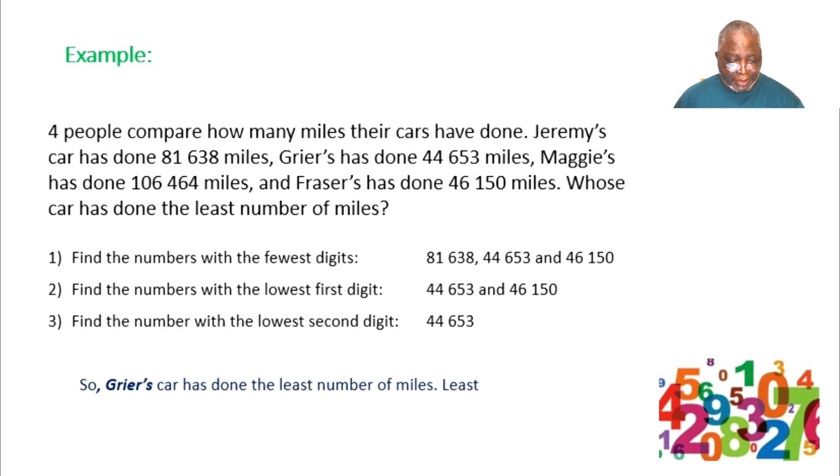So, 3 steps. What you will do is you find the numbers with the fewest digits, then you find the numbers with the lowest first digit, and then you find the number with the lowest second digit. So in a collection of numbers, 81,638, 44,653 and 46,150, the one with the lowest digit is 44,653. Obviously, that is the lowest among all the numbers you have to compare. So Gray's car has done the least number of miles we're talking about.